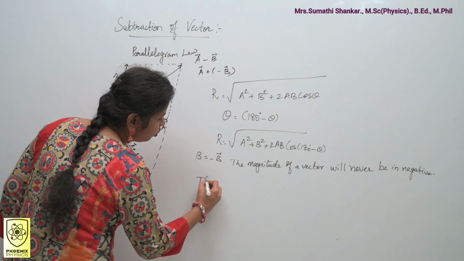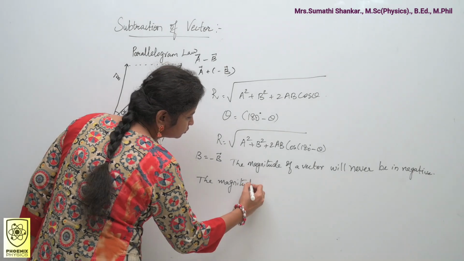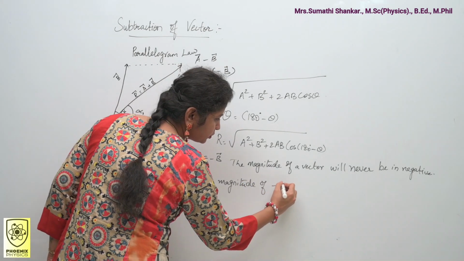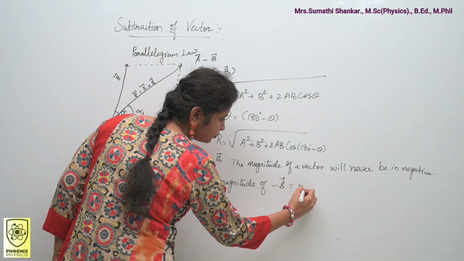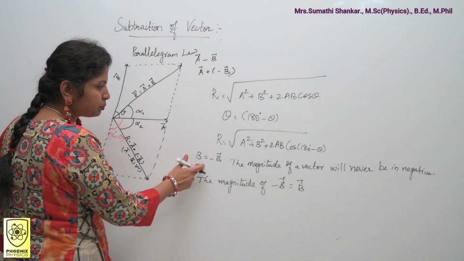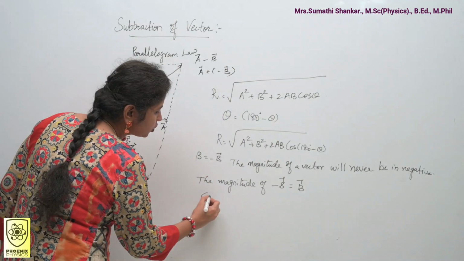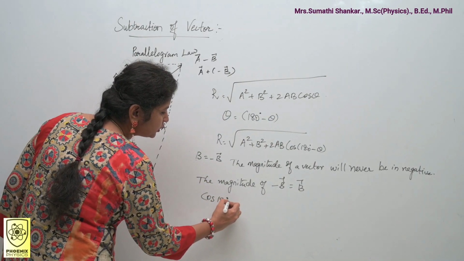The magnitude of minus B vector is B. That is why I didn't substitute minus B here. What is cos 180 degree minus theta?